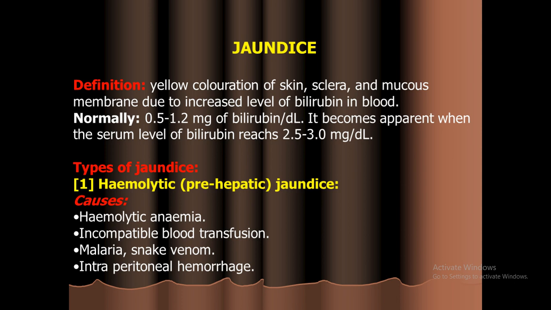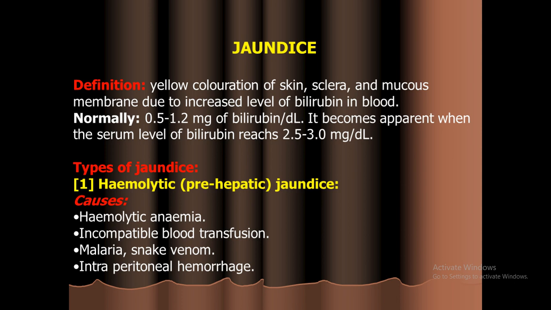It means yellow coloration of the skin, sclera, and the mucous membrane due to increase in the level of bilirubin. Normal level of bilirubin shouldn't exceed 1.2 milligram per dl, but when it exceeds 2 or 2.5, it will present as a yellow coloration in the skin, sclera, and the mucous membrane, and this is jaundice.